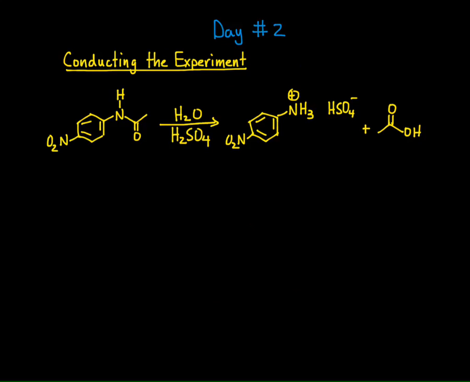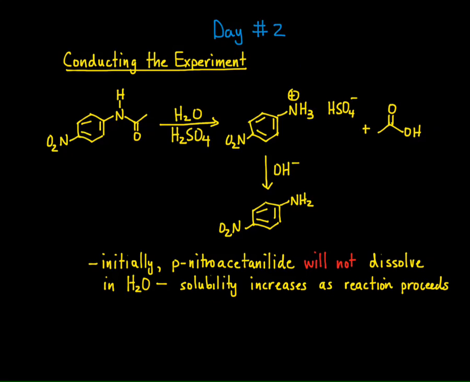On the second day, the experiment will consist of the hydrolysis of the para-nitroacetanilide that you made previously in aqueous acidic conditions. This yields para-nitroanilinium hydrogen sulfate and acetic acid. The anilinium salt is soluble in water and is neutralized with sodium hydroxide to give para-nitroaniline, which will precipitate out of solution. Upon initial addition of para-nitroacetanilide to water, not much of the reactant will dissolve. Don't be alarmed by this. As hydrolysis proceeds, the solubility of the reaction mixture increases.